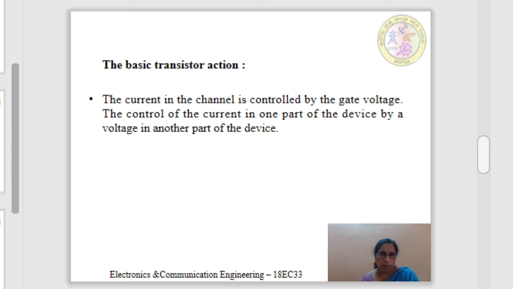So that is clear now. Okay, so therefore the current, that is obviously the drain current ID flowing in the channel, will be directly under the control of the gate voltage VGS. Okay, and the control of current in one part of the device is done by applying voltage in another part of the device. So this is the main feature of these field effect transistors.